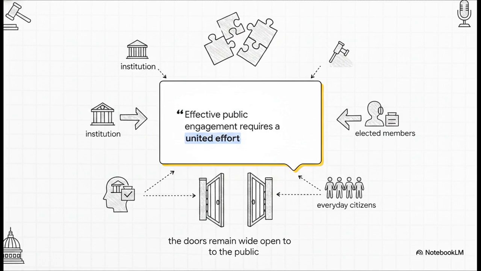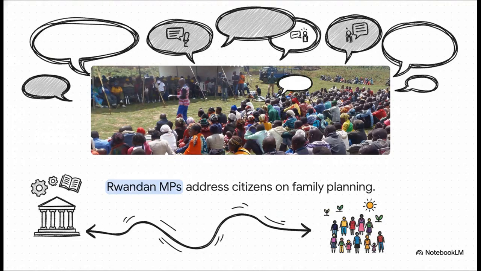The institution itself, the elected members, and everyday citizens like us must all actively participate. The system only works, and real consensus on policy can only be built, if the doors remain wide open to the public. And here is exactly what that looks like in the real world. In Rwanda, members of parliament address citizens directly on family planning issues during community workdays. Public engagement isn't just a polished website or a generic press release anymore. It's about physically getting out of the parliamentary chambers, taking parliament directly to the people, and having direct face-to-face dialogues about the issues that actually impact their daily lives.